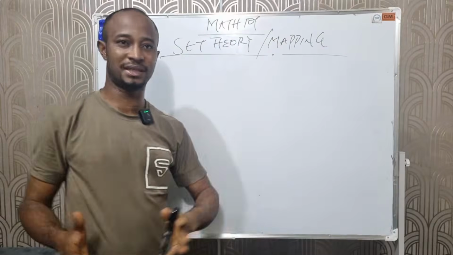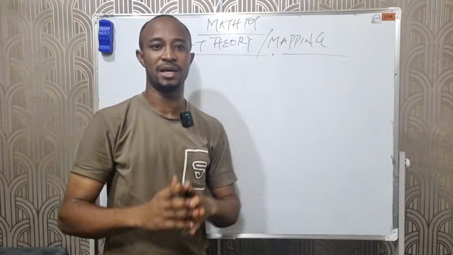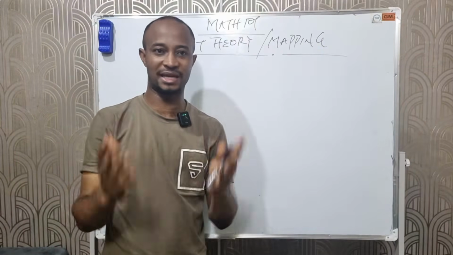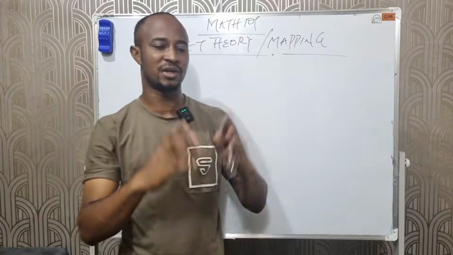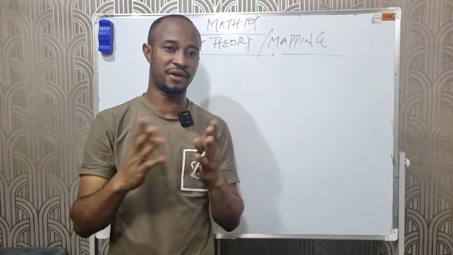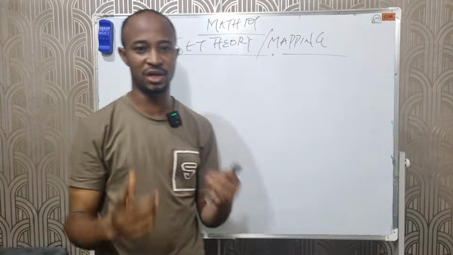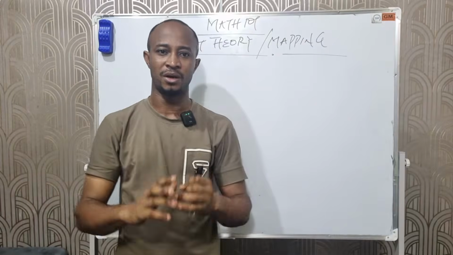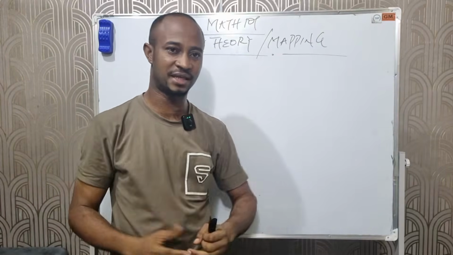We all know the basics on this topic. Set is a collection of well-defined objects. When you hear the word set, it means a collection of well-defined objects. That means there are two things that define a set. One, there must be a collection. Number two, the collection must be of well-defined objects, right?